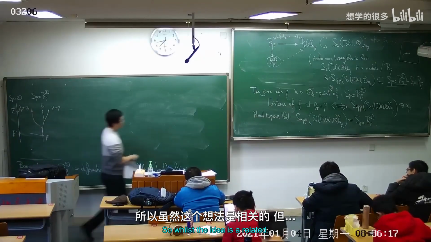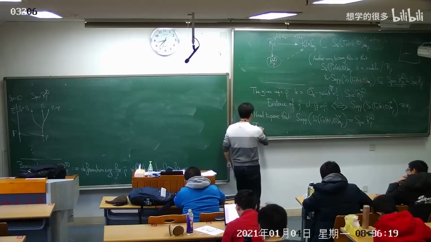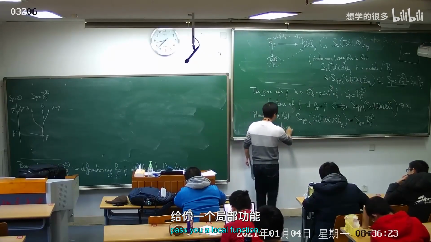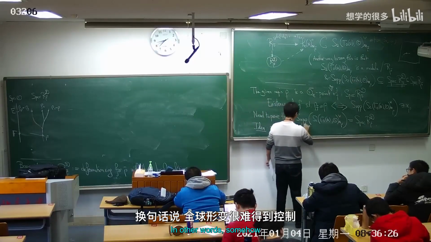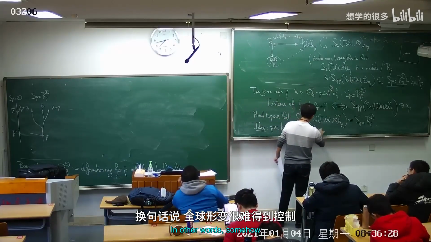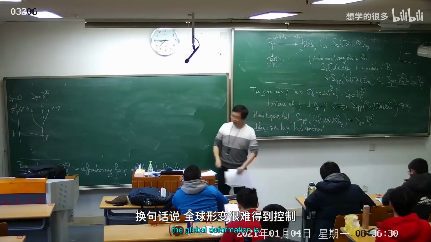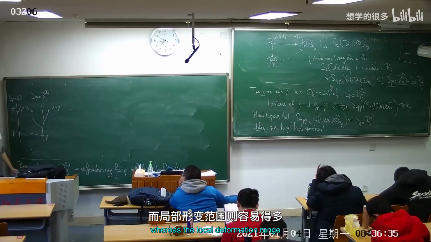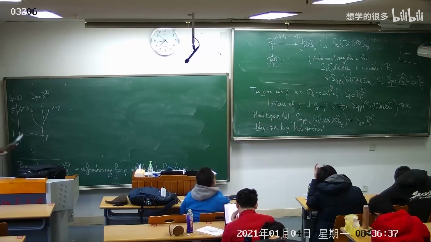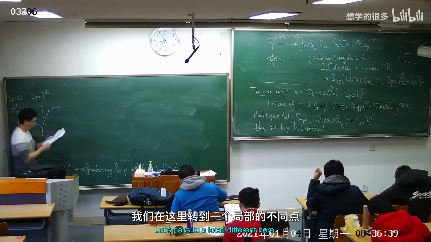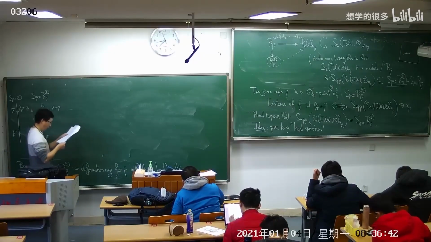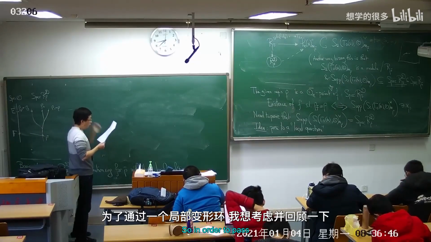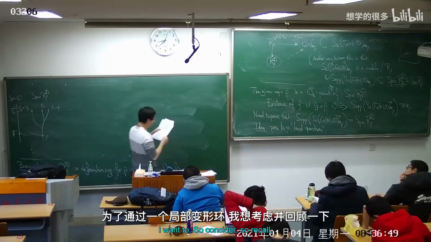So Wiles' idea is to relate this past to a local question. In other words, the global deformation ring is very difficult to control, whereas the local deformation rings are much easier to control. So Wiles' idea is let's pass to a local deformation. Let's see how I'm going to write this. So in order to pass to a local deformation ring, I want to recall.